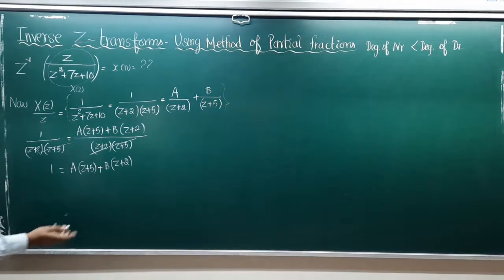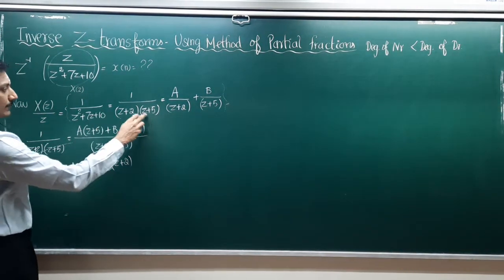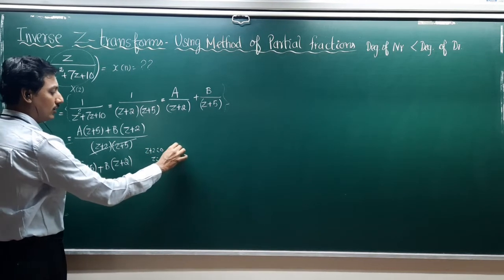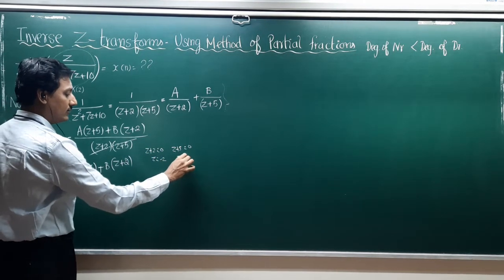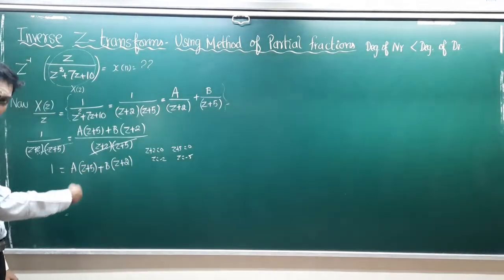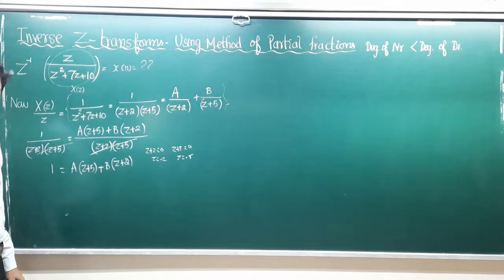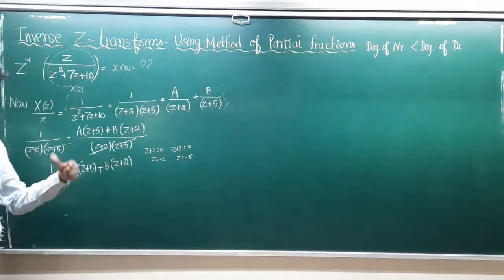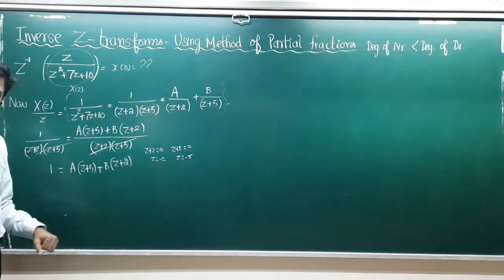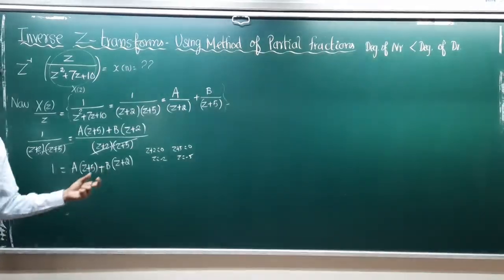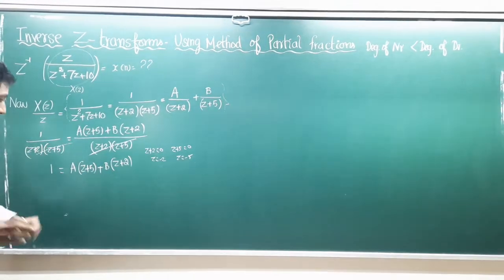So what I suggest is, we have the factors Z plus 2 and Z plus 5. Z plus 2 equal to 0 gives Z is equal to minus 2, and Z plus 5 equal to 0 gives Z is equal to minus 5. Once we substitute Z equal to minus 2 and Z equal to minus 5, we will get the required constants. When I substitute Z equal to minus 2, the B term becomes 0, B vanishes, so we get the A value. Similarly, when I substitute Z equal to minus 5, the A term becomes 0, so we get the B value. That's a simple case, right?